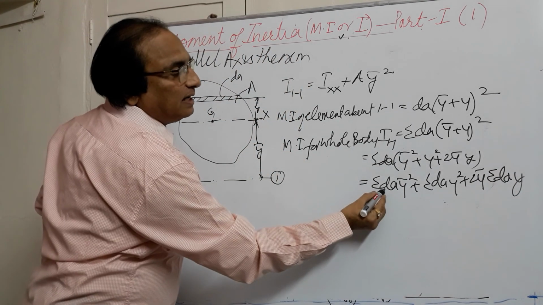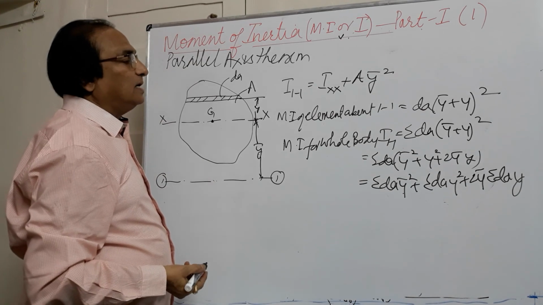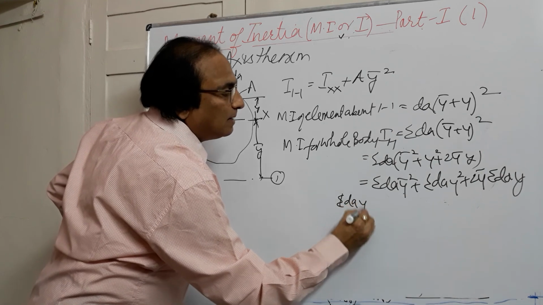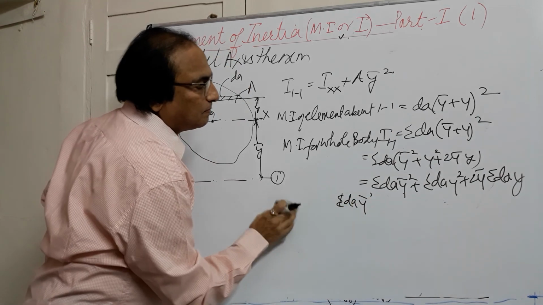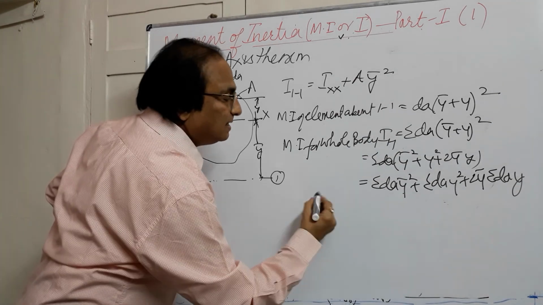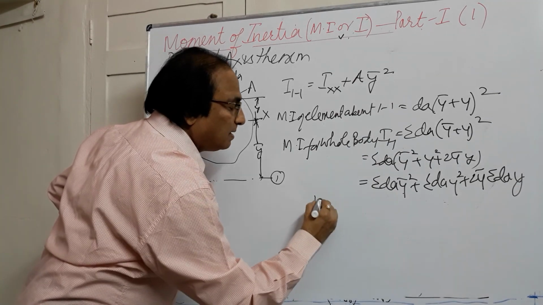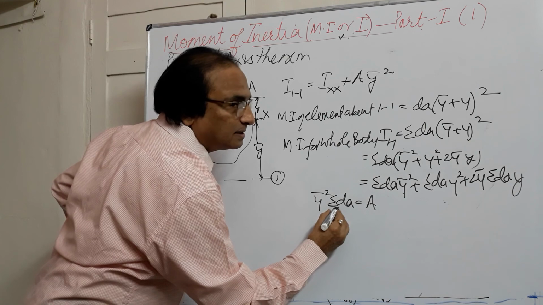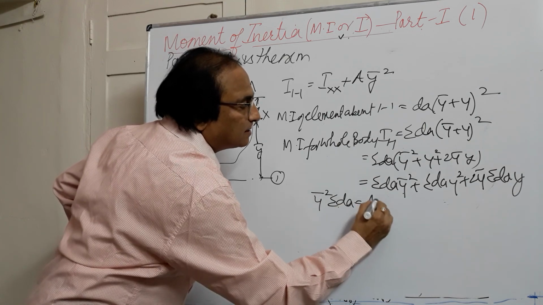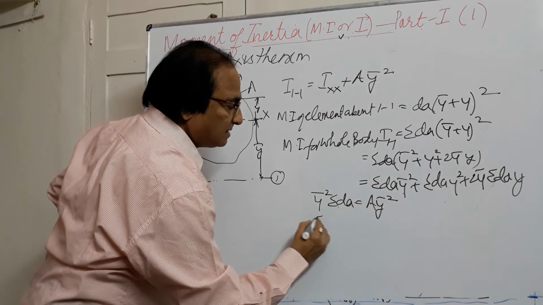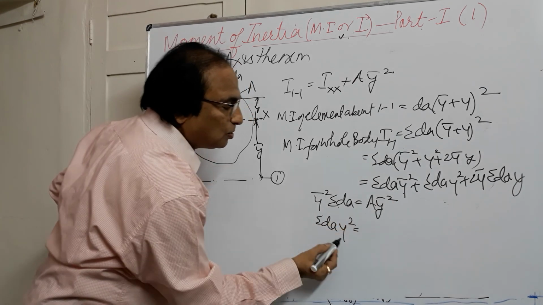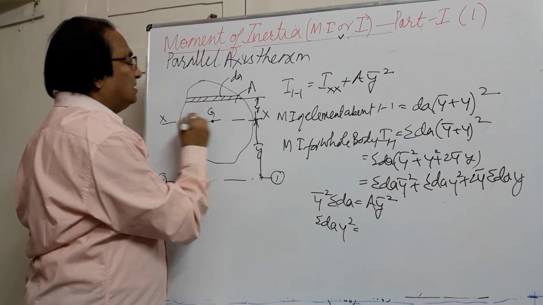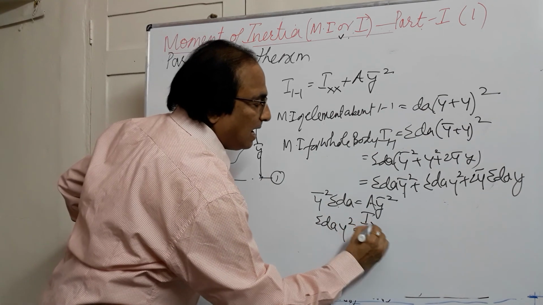Now here dA into square of the distance is the moment of inertia. If I see sigma dA into y bar square, y bar is common here, a constant, so y bar square into sigma dA. This is nothing but A. Sigma dA is the total area and the distance is y bar square. If I take sigma dA into y square, you know square of the distance with area will give moment of inertia, and this distance is y. So that is the moment of inertia about the x axis, so this will be Ixx.